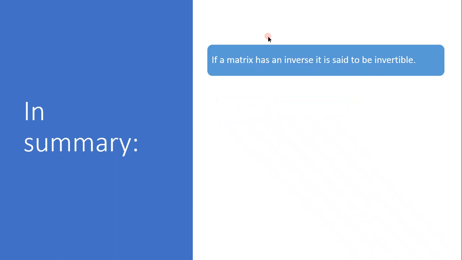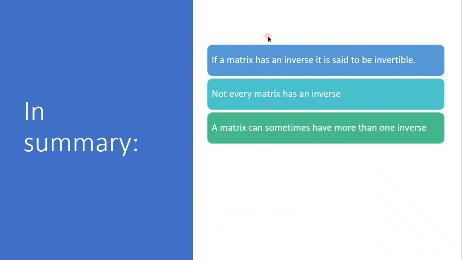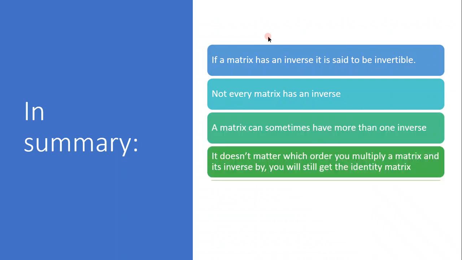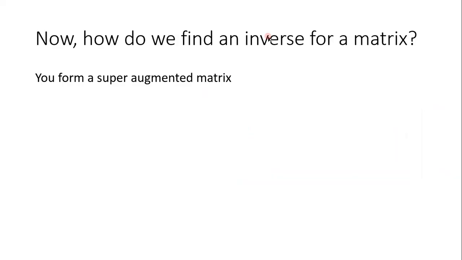So in summary, if a matrix has an inverse, it is said to be invertible. Not every matrix has an inverse. A matrix can sometimes have more than one inverse, and it doesn't matter which order you multiply a matrix and its inverse by, you will still get the identity matrix. Only matrices which row reduce to an identity matrix will have an inverse. And yeah, that's pretty much what you need to know.